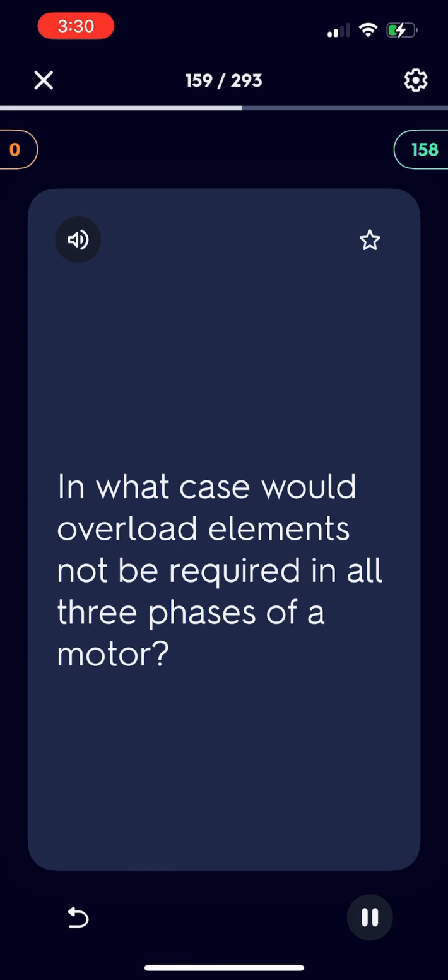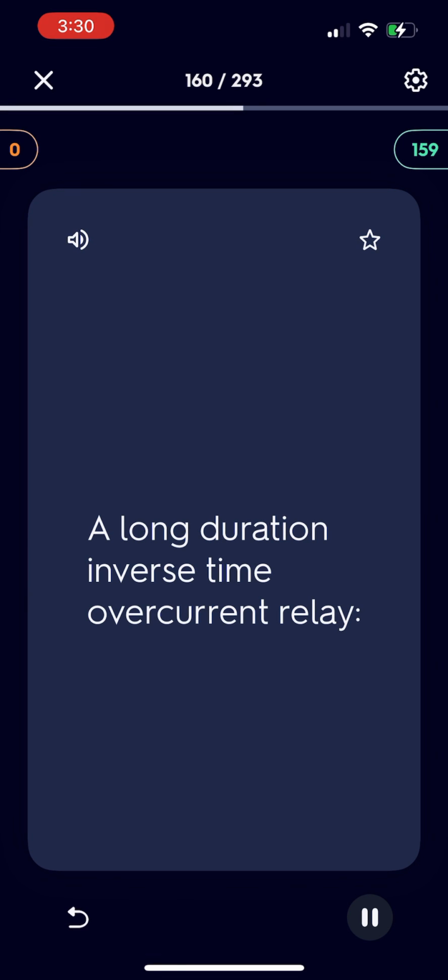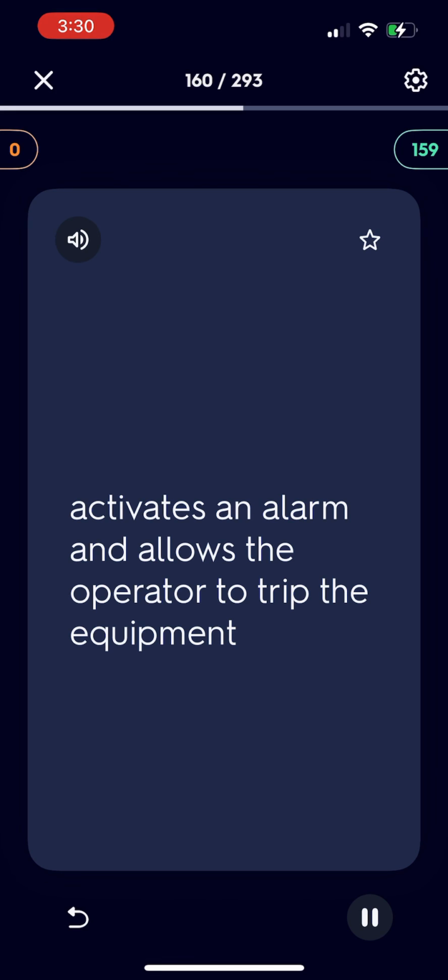In what case would overload elements not be required in all three phases of a motor? In motors rated at 1100 kilowatts and below. A long-duration inverse time overcurrent relay activates an alarm and allows the operator to trip the equipment.